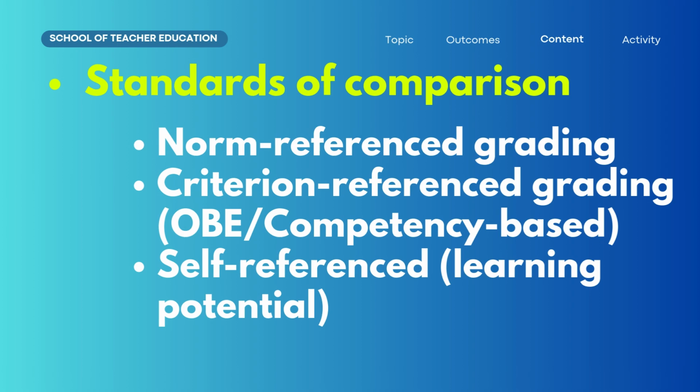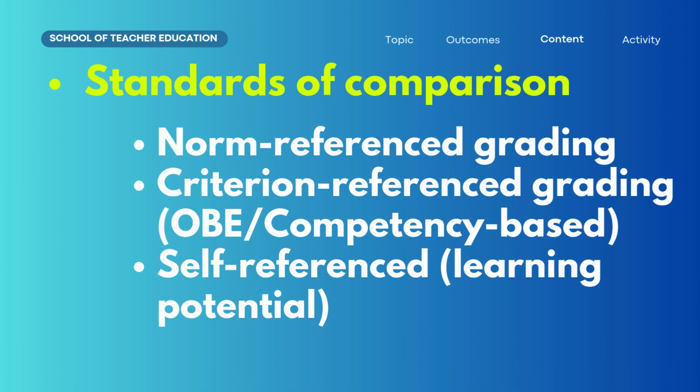Remember, we can have a norm reference grading. We can also have a criterion reference grading and a self-reference. Self-reference is sometimes non-graded, but it all depends on your discretion. Norm reference grading is when you base the grading on the performance of the class, and criterion is when you base it on the competency based or outcome based approach.